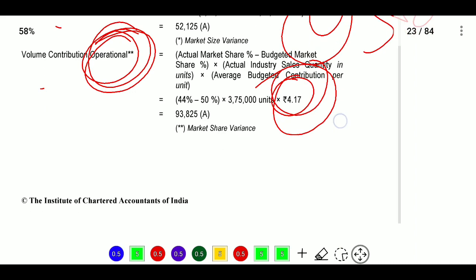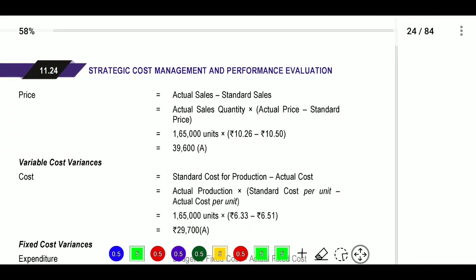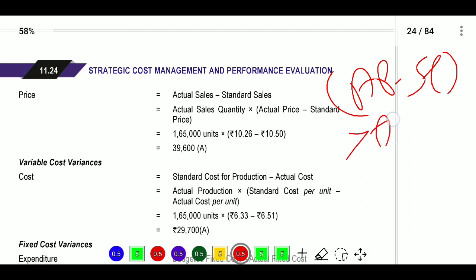Next, after that, the value of contribution. After that, we will calculate the price. Price means what? Price difference. So the selling price will be on the right hand side. So actual price minus standard price, and we will take the quantity. Which quantity will we take? Quantity means always the actual quantity will be taken. Actual quantity will be 1,65,000 units. Price difference will be actual price minus standard price.